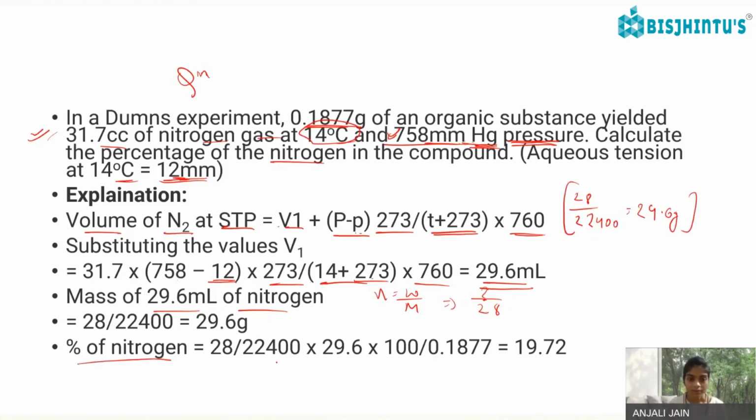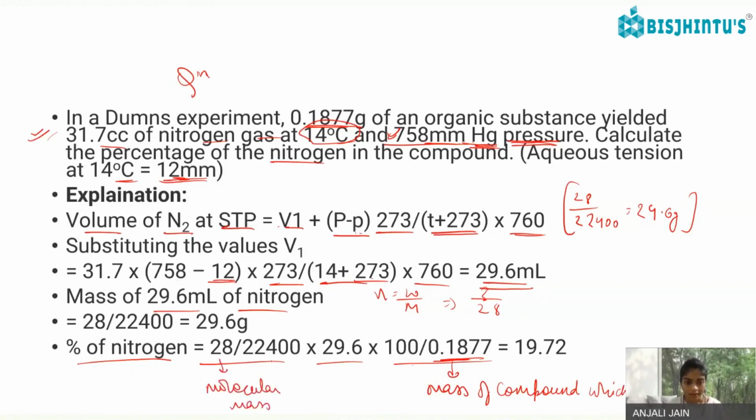And percent of nitrogen is 28 upon 22400 into 29.6 upon 0.1877 gram into 100, where 0.1877 gram is the mass of the compound which was taken. And here this is the molecular mass, and 29.6 ml is the volume. Okay, so this gives you 19.72, the percent of nitrogen which was present in that organic substance.